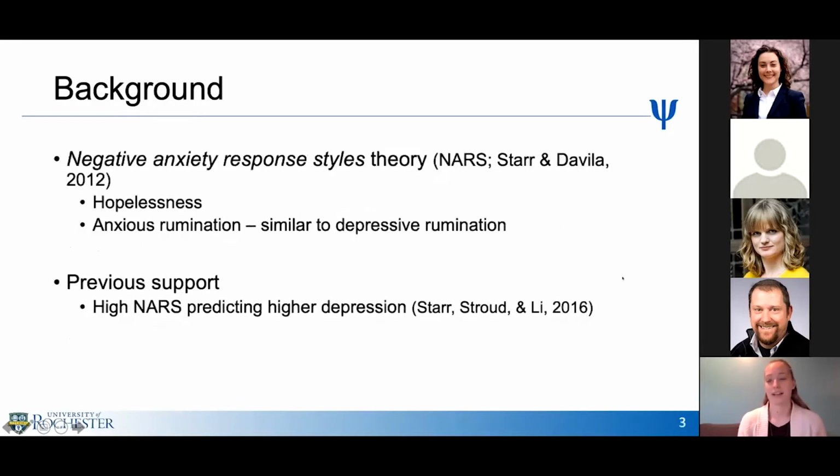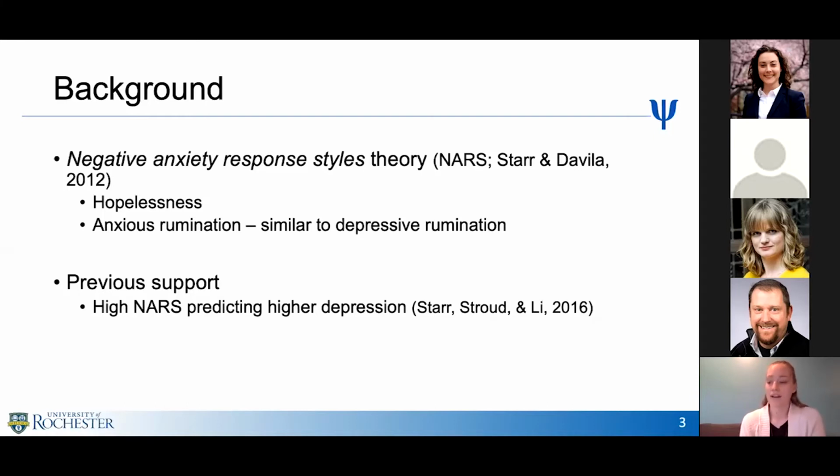So one possible mechanism for explaining the comorbidity is the negative anxiety response styles theory. NARS theory describes individuals as responding to anxiety symptoms with maladaptive behaviors and cognitions, and this tendency has been found to moderate the co-occurrence of symptoms. The main constructs of NARS theory are hopelessness and anxious rumination, and they act similarly to depressive rumination, such that they elicit pessimistic cognitions, negative memory bias, and maladaptive problem solving, among other things, and together may lead to the development of depressive symptoms. A subsequent study found that high levels of NARS prospectively predicted future depression in a 1-month follow-up.